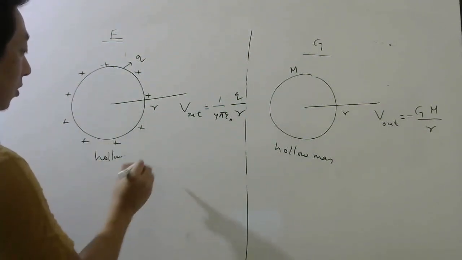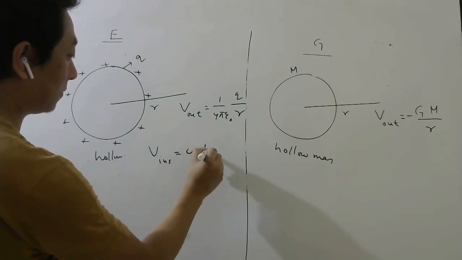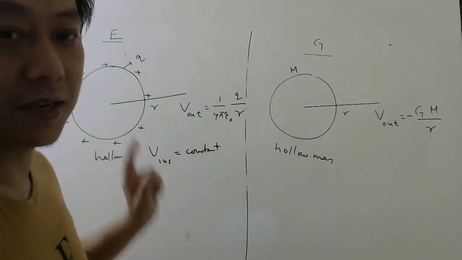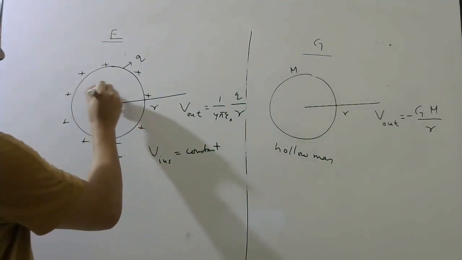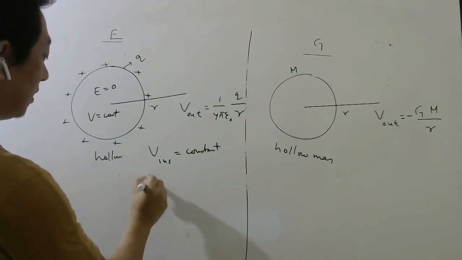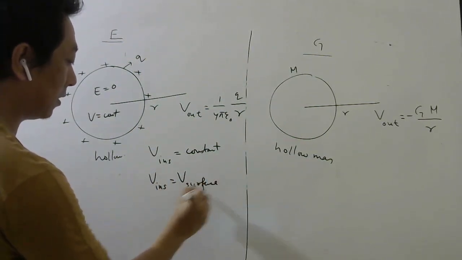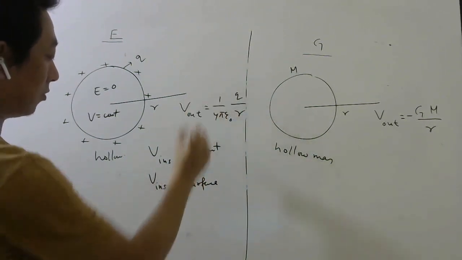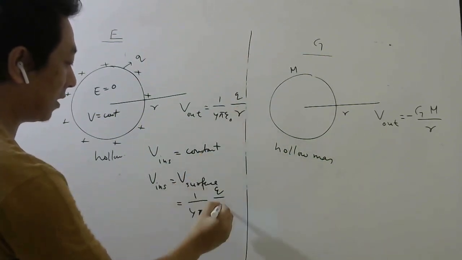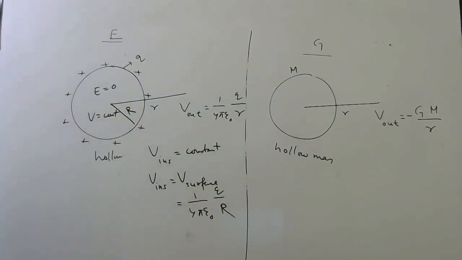Now, if it is hollow, remember, inside your potential is constant. Why is potential constant? Because the electric field inside is 0. If the electric field is 0, potential is constant. So the potential inside, as I told you, is the same as on the surface. And on the surface I can use this formula, except I have to replace small r by capital R, where capital R is the radius of the shell.